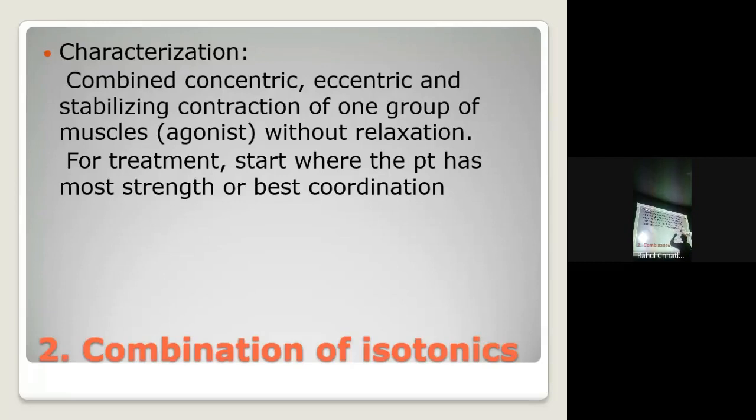Yes. Combine concentric, eccentric and stabilizing contraction of one group of muscle, that is agonist, without relaxation. Now we will do what? We will ask the patient to concentrically contract. Then we will hold that position. So you can say it is also kind of isometric contraction. And then go for eccentric contraction. This is the baseline for combination of isotonics. Yes. First there will be concentric contraction, then there will be isometric contraction, and last will be the eccentric contraction.